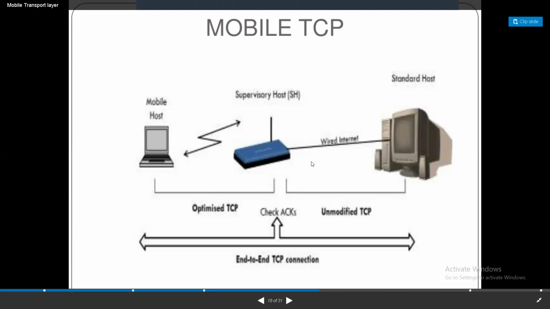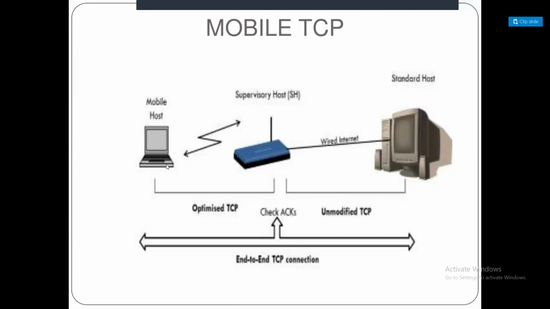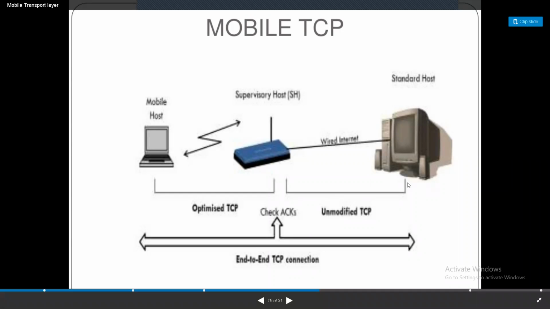The primary reason is the mobility of the mobile host. Whenever the mobile host is in mobility, it faces many handovers. In these handover procedures, sometimes the mobile host may be disconnected from the TCP connection. In that case, it may not be able to send or receive messages, so it will not send the acknowledgement. After sending the packet, the standard host will expect an acknowledgement.